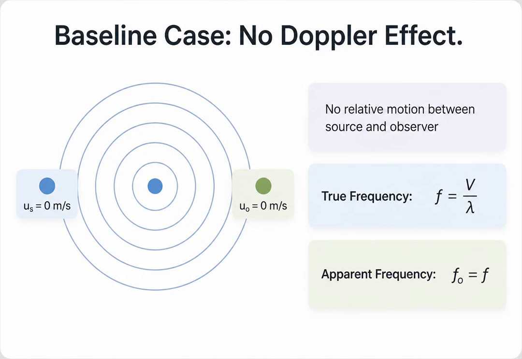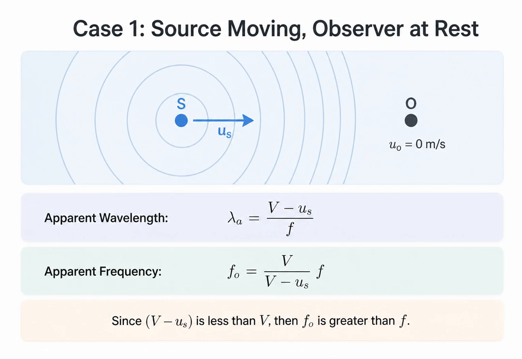Let's first look at the simplest scenario, when there is absolutely no relative motion. Here, both the source and the observer are completely at rest, meaning both vs and vo are zero. Because there is no motion to distort the wavefronts, the observer detects the waves exactly as they are emitted. The true frequency f is simply the wave velocity v divided by the true wavelength lambda, and the apparent frequency equals the true frequency.